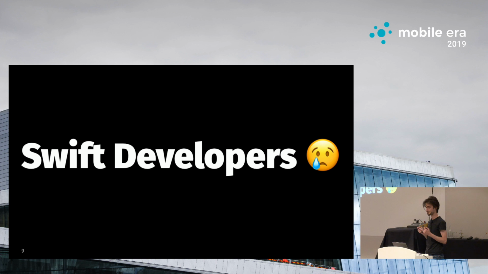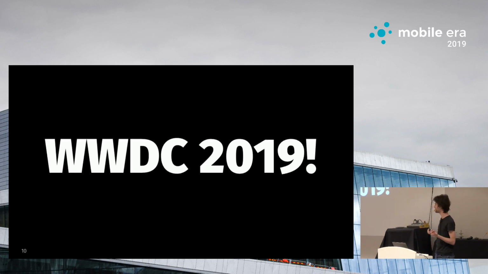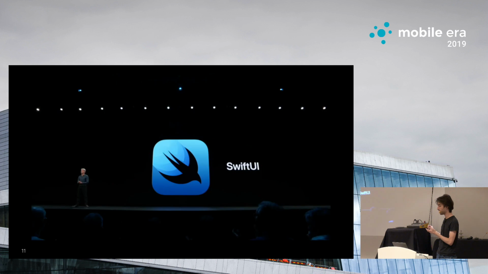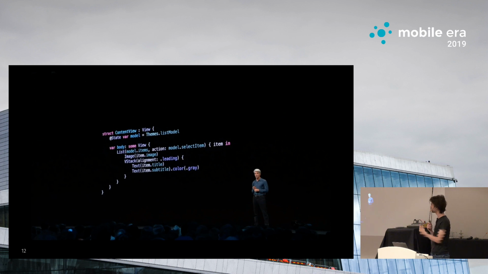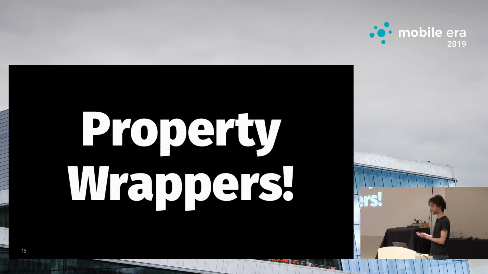But then something happened in June of this year, so there was WWDC 2019, and during the keynote at the beginning of the conference, there was a new framework that was announced. It's called SwiftUI. I'm sure most of you have heard about it. And if you remember the keynote, this is the first chunk of SwiftUI code that was shown to the world, to the people outside of Apple. And you might have thought when you saw this, what is this @State there? So this @State, it's a new addition of Swift 5.1, which are called property wrappers. And basically, they kind of introduce the idea of custom annotation to Swift.